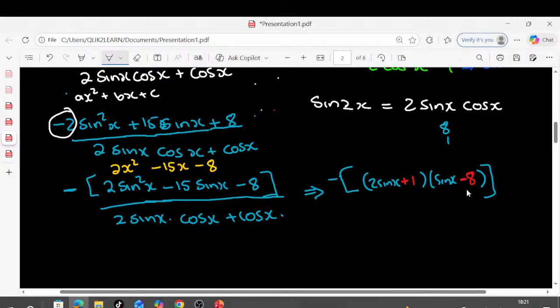So if you don't understand how I did this, I need you to sit down, work on it, factorize that guy. Factorize that guy, then where there's x, put sine x. So now we're going to continue.